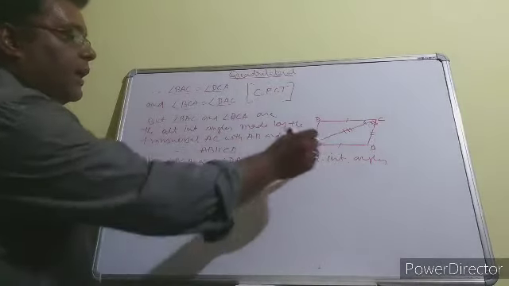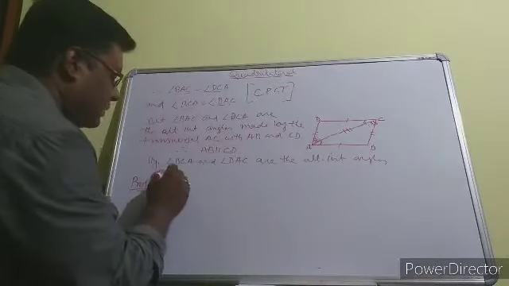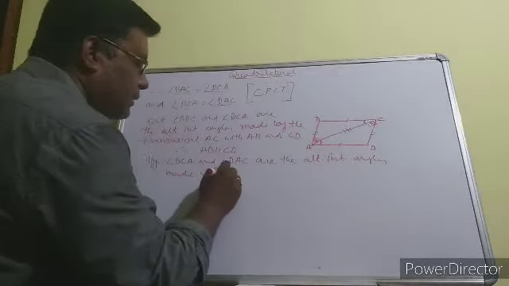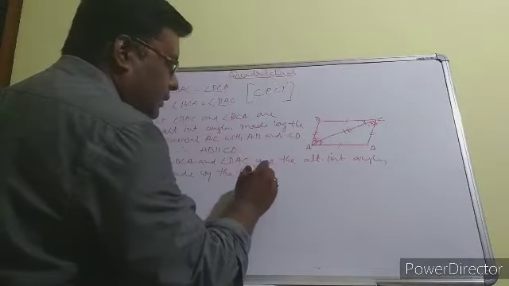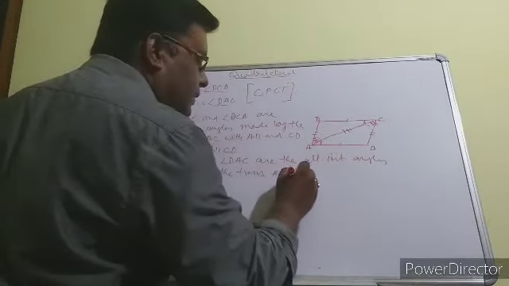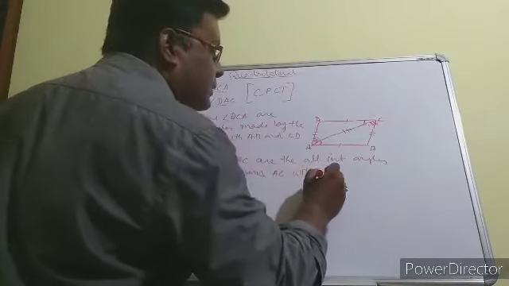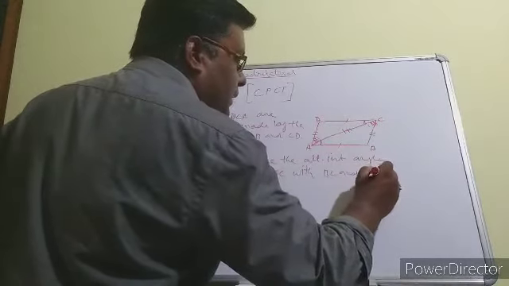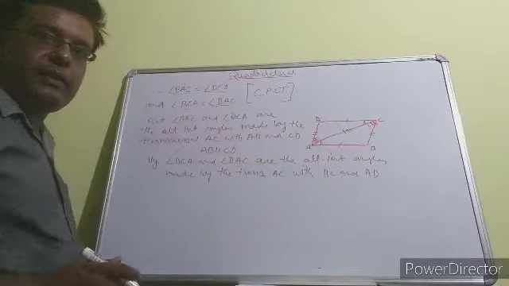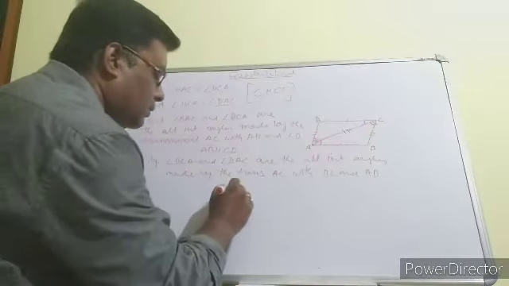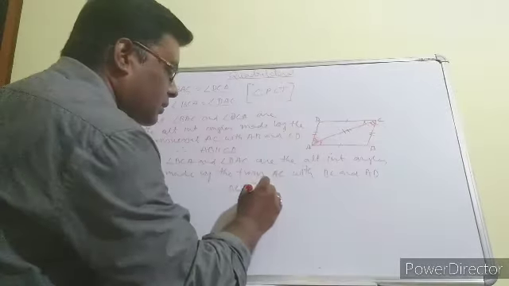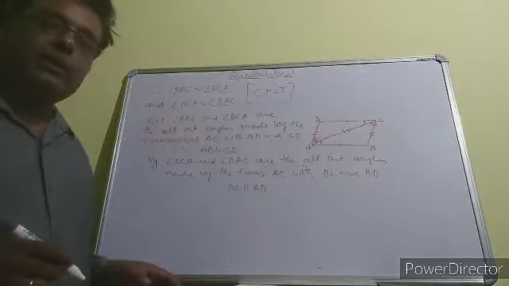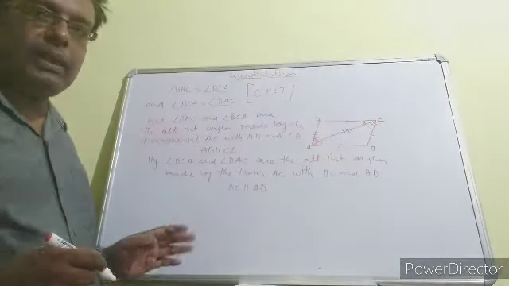BC and DAC are the alternate interior angles made by the transversal AC with BC and AD or DA. Therefore, BC is parallel to AD. That means both pairs of opposite sides are parallel.